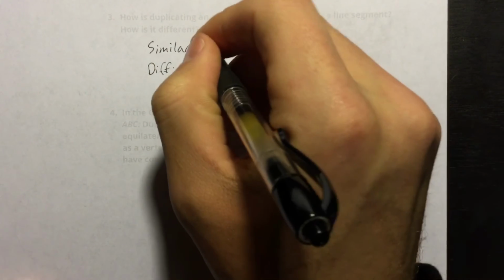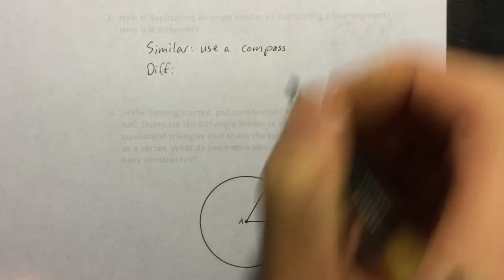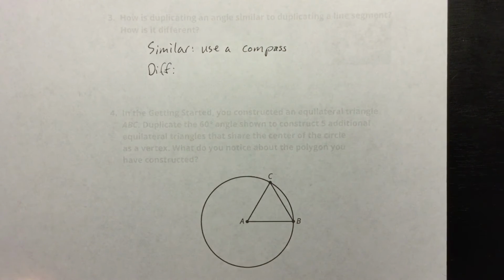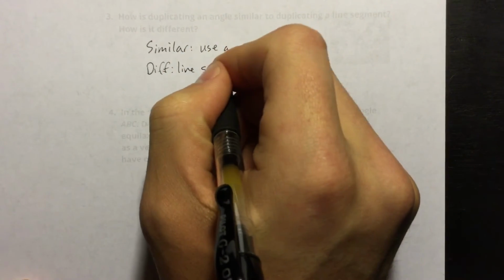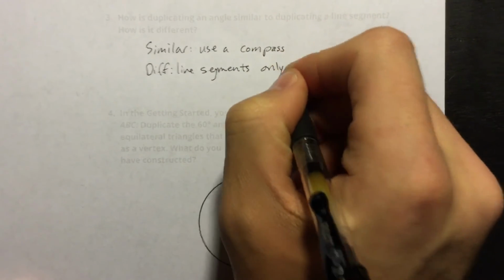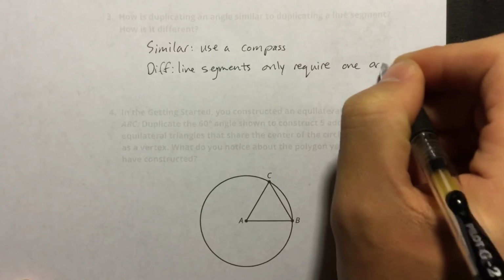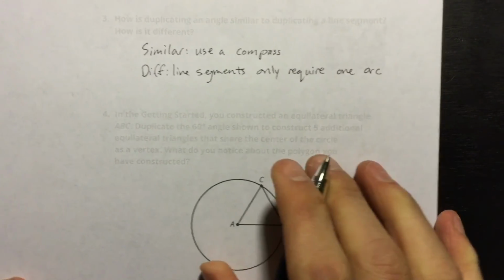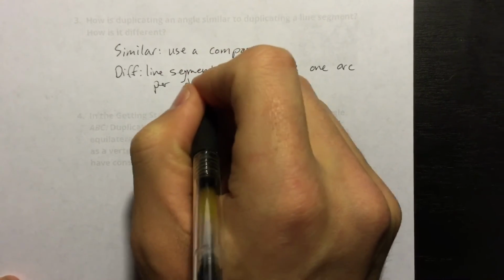So it's similar, use a compass, right? It can be as simple as that. That's one way that it's similar. If you have another way, you can go ahead and list that. One way that it's different, line segments only require 1 arc per duplicate, I guess, if you want to be really official, per duplicate.